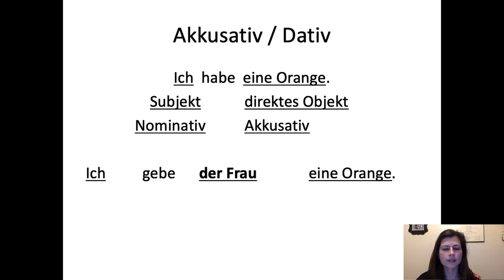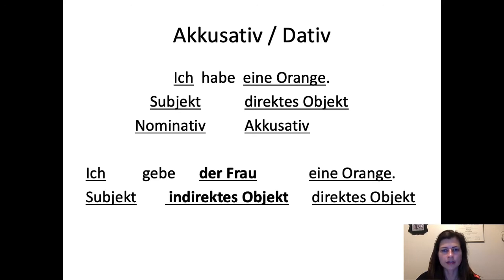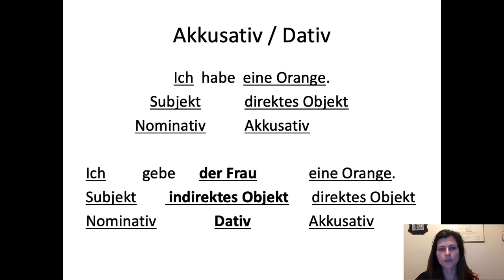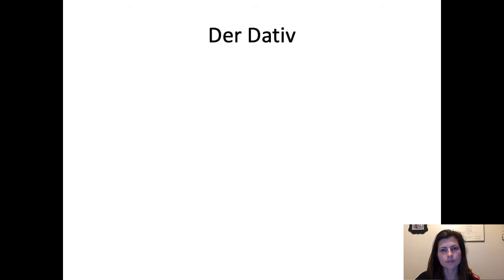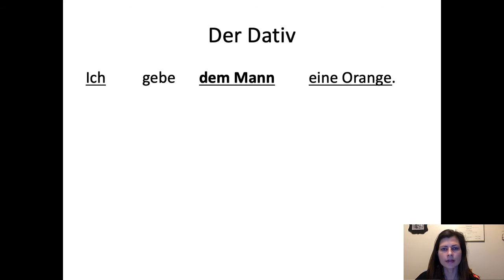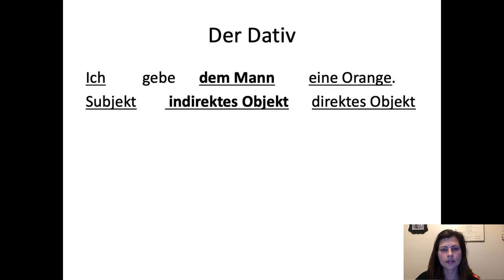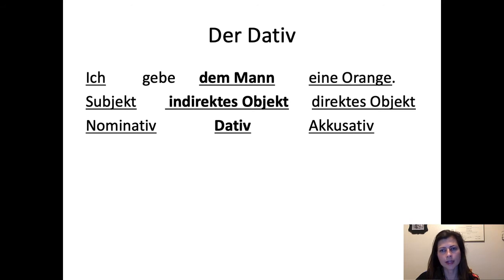But then we can add in an indirect object in order to give more information, right? And our indirect object is going to be in the dative, and it is "ich gebe der Frau eine Orange." So we use the dative to indicate indirect objects. "Ich gebe dem Mann eine Orange." That's going to be the indirect object, dem Mann, in the dative. "Ich gebe dem Mann eine Orange." I give the man an orange.